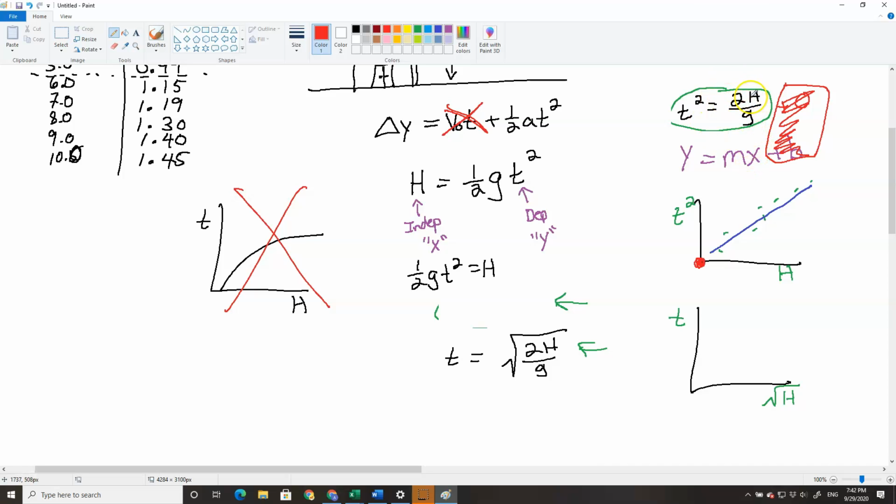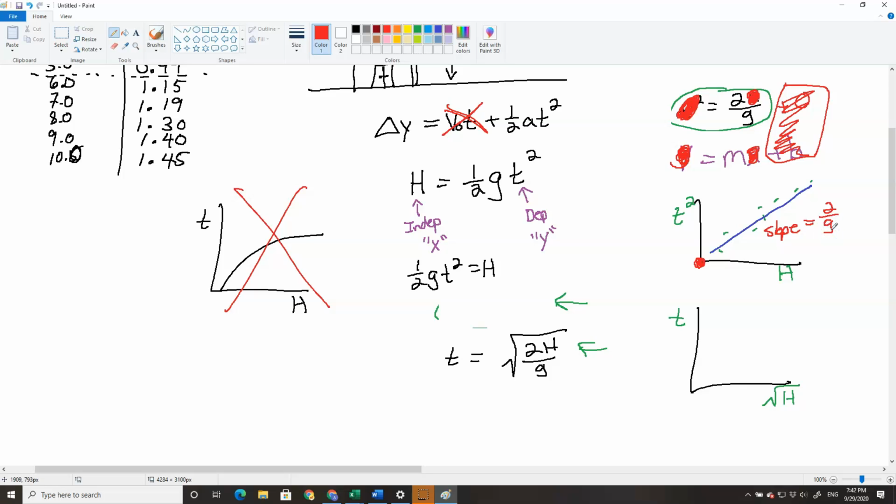The independent variable, x, is the height. The dependent variable, y, is t squared. And then everything that's left over is the slope, which is 2 over g. So I can say that the slope of this line will be 2 over g.